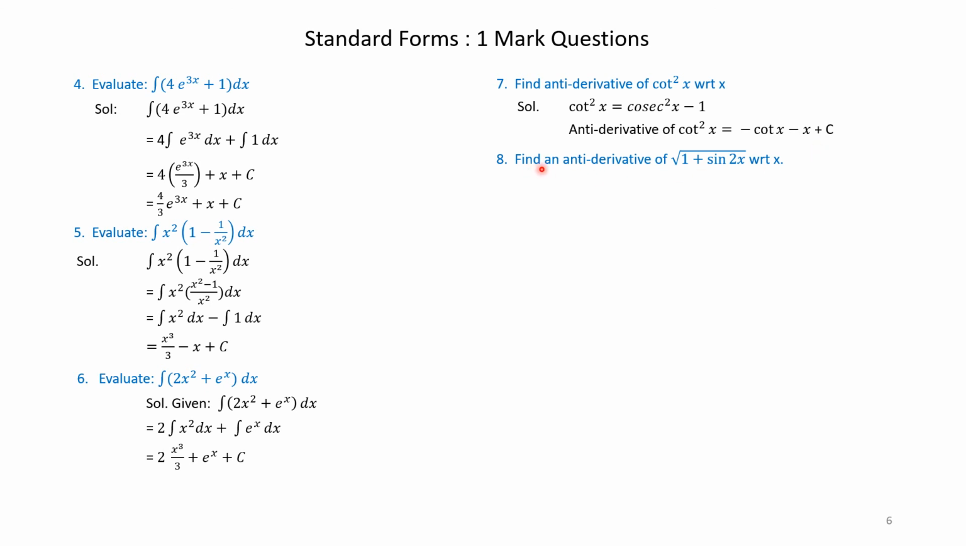Question number 8. Find an antiderivative of the square root of 1 plus sine 2x with respect to x. Therefore, given is the square root of 1 plus sine 2x. We know sine squared x plus cos squared x is 1 from the trigonometric relation. So, this 1 will be substituted as sine squared x plus cos squared x, and sine 2x will be expanded. You have to do the expansion of sine 2x. Sine 2x is 2 sine x cos x.